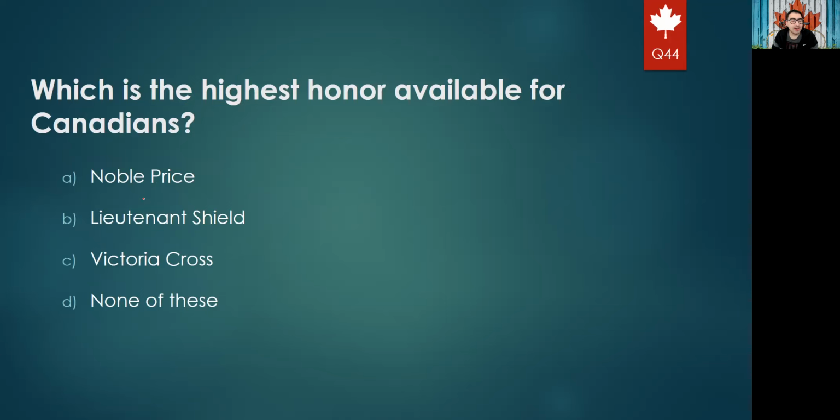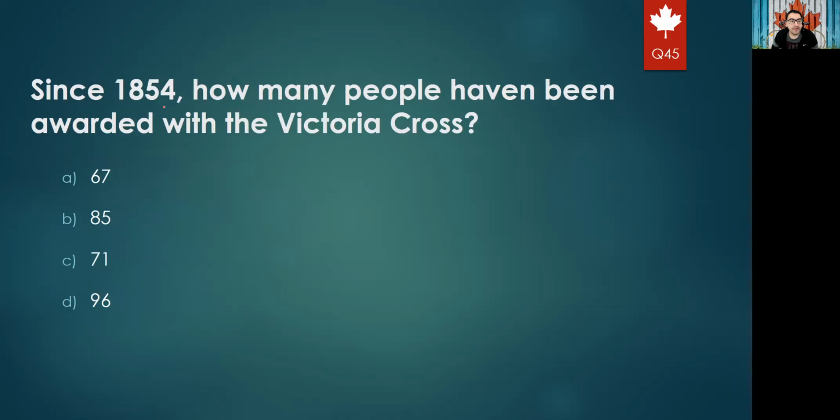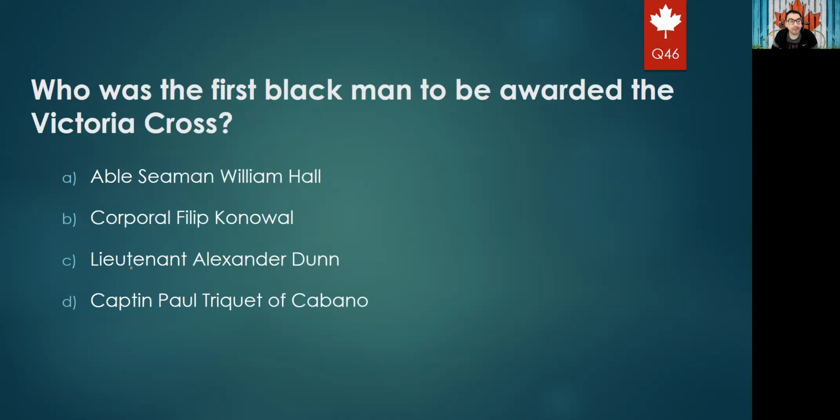Which is the highest honor available for Canadians? We said it for sure. Nobel Prize, Veterans Shield, Victoria Cross, none of these? Yes, for sure, Victoria Cross. Since 1854, how many people have been awarded the Victoria Cross? 67, 85, 71, or 96? Yes, the right answer is D, 96. There are more, but what is written now in the book is 96. So you have to just go with whatever is written in the book.